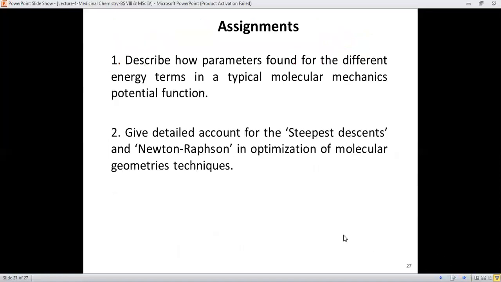It's all about today's lecture. And for the assignment you have to prepare: describe how the parameters are found for the different energy terms in a typical molecular mechanics potential function. And next, give a detailed account of steepest descents and Newton-Raphson in the optimization of molecular geometry techniques. Students, I hope you will understand it.